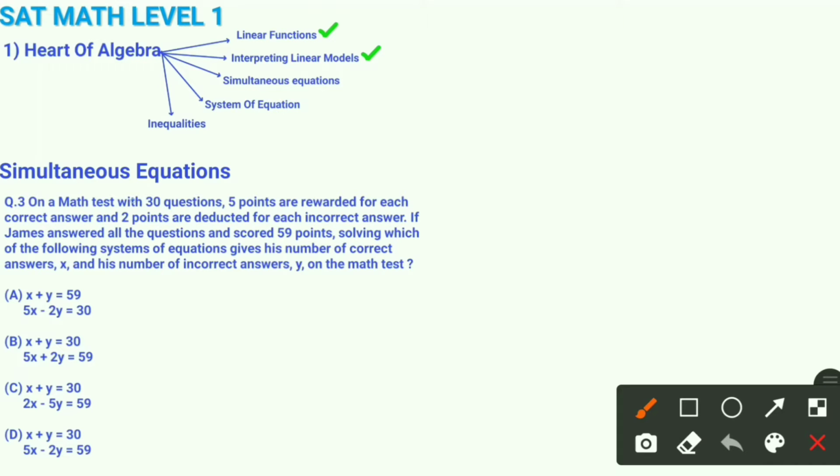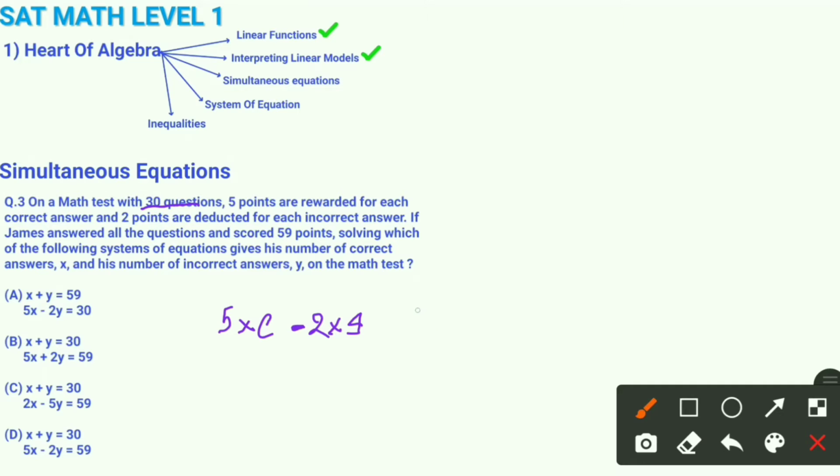Okay, on a math test with 30 questions, 5 points are rewarded for each correct answer. Let's say C is the number of correct answers, multiplied by 5 points, and 2 points are deducted for each incorrect answer, which means minus 2 multiplied by the number of incorrect answers.